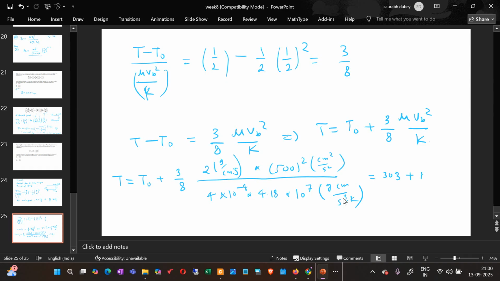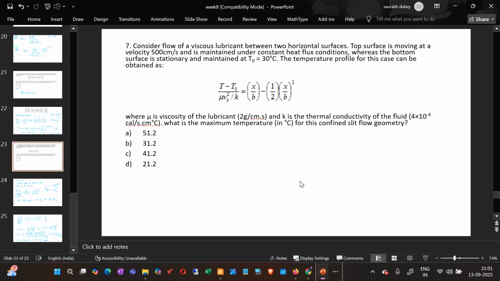300 plus 4.8136 into 10 to the power minus 6 into 500 squared. Once you do that, the value of T equals 314.203, and it will come out to be 41.23 degrees Celsius. So if you see, option C is the correct answer. C is correct.